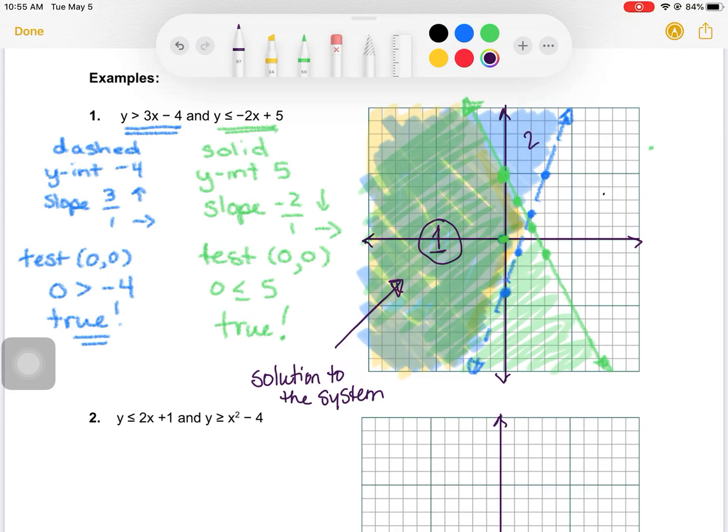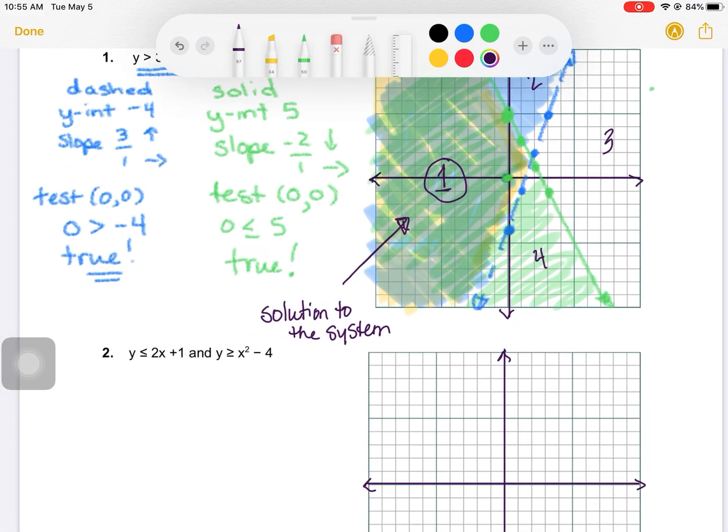And then you've got three other regions where it may partly make your system true or not at all. So section 3 doesn't make it at all true. Section 2 only is true for the blue inequality, and 4 is only true for the green inequality. So that's it. That's a system of linear inequalities.